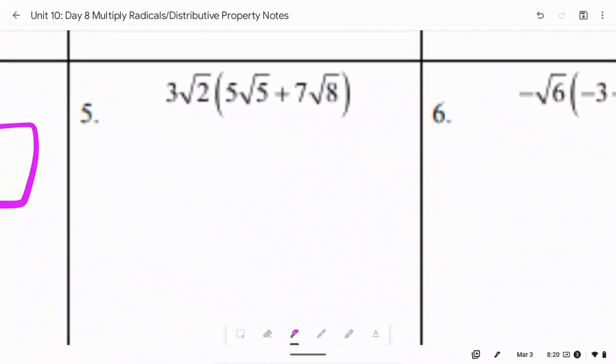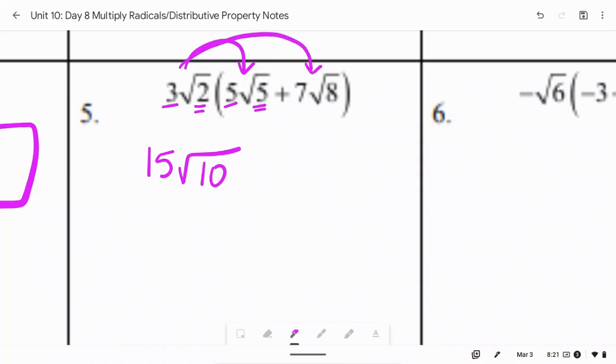Next example, example 5, I'm going to distribute. So I'm going to multiply outside times outside. So 3 times 5 is 15. Then inside times inside. 2 times 5 is the square root of 10. Then when I go to distribute to the second radical, I'm going to do outside 3 times 7, which is 21. And then inside number 2 times inside number 8 is square root 16.